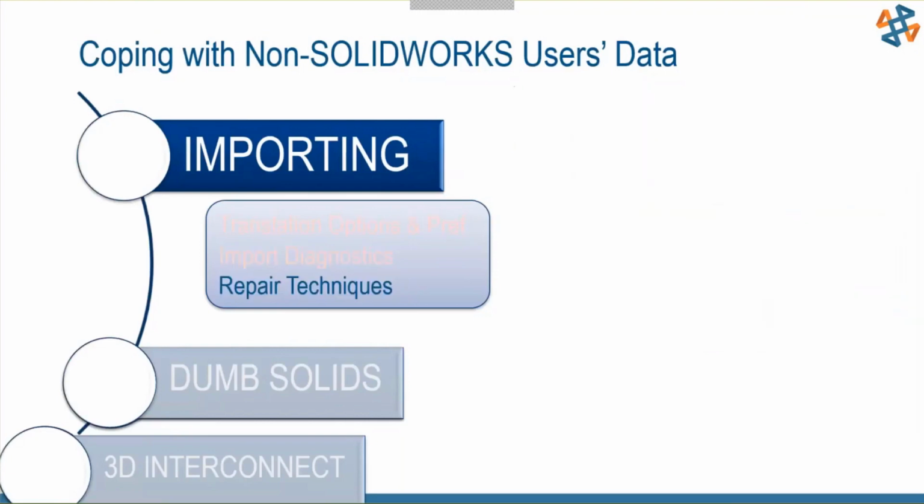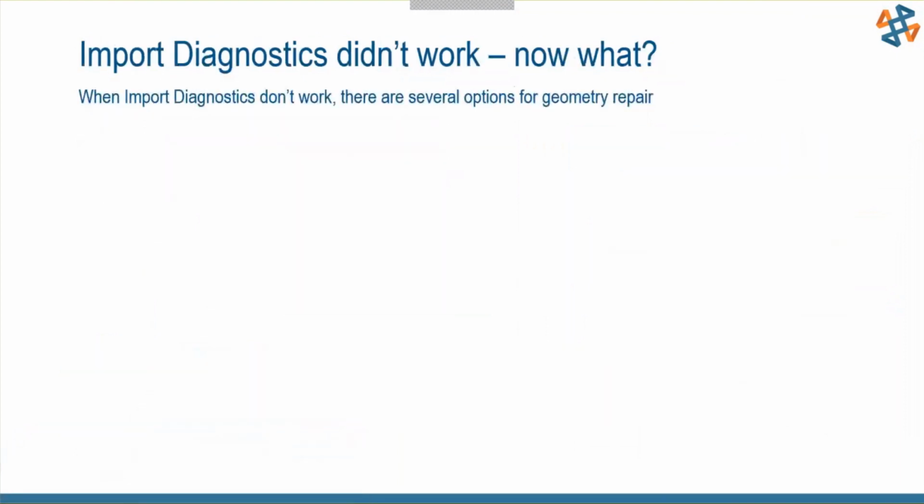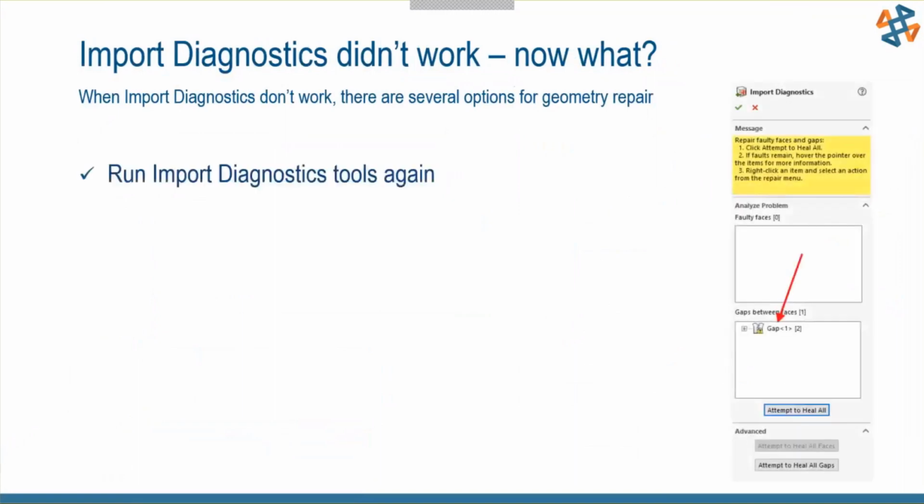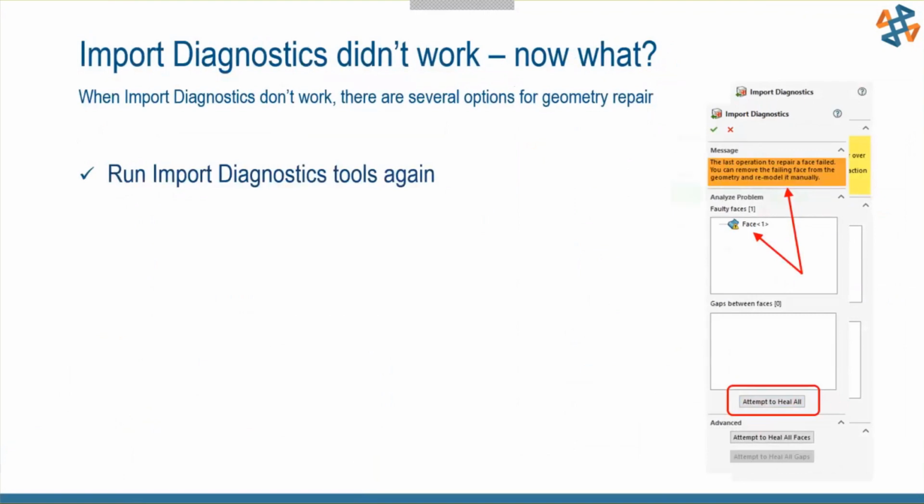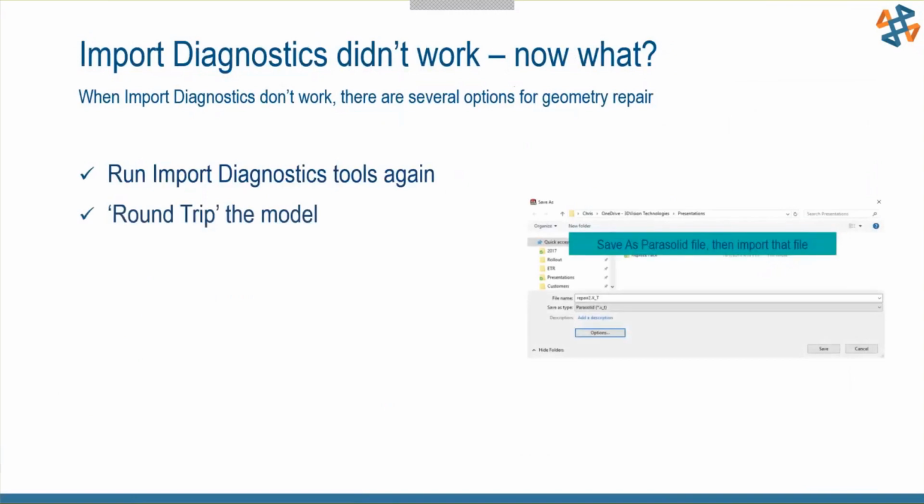So if having clean geometry is so important, what's our last resort? Well, it's repairing it. Sometimes import diagnostics can't get clean geometry, so what do we do? Try it again. Sometimes if it's not working, we can always run import diagnostics again. Another trick is to what we call round trip the model, which is basically save it out as a parasolid and then try re-importing that parasolid file in. And sometimes those two steps will help to close any of the gaps that are necessary.